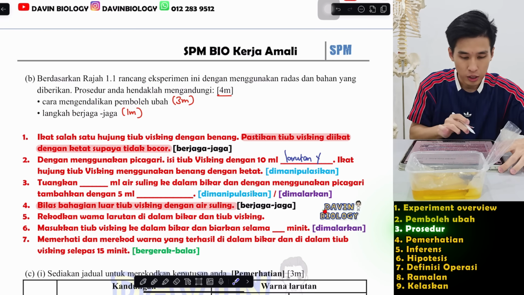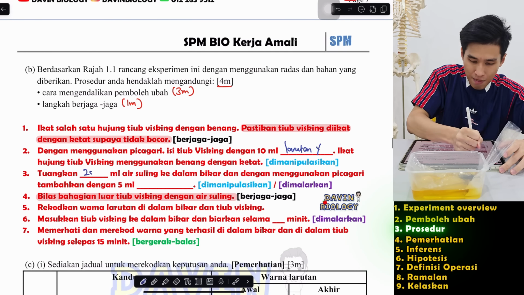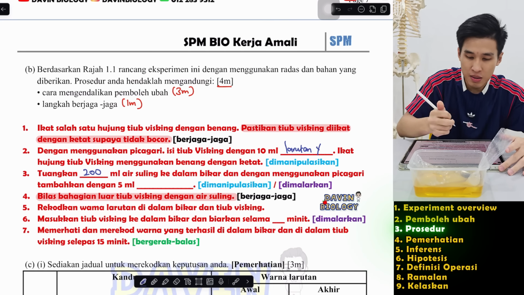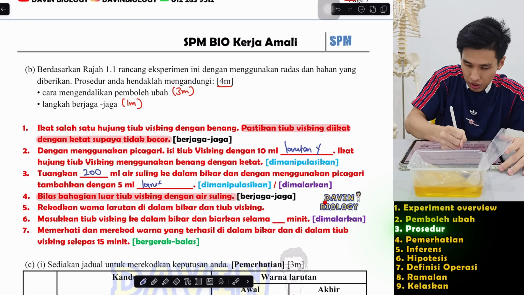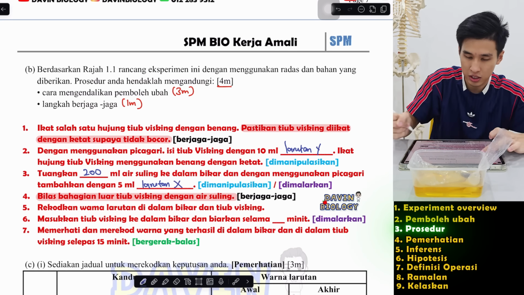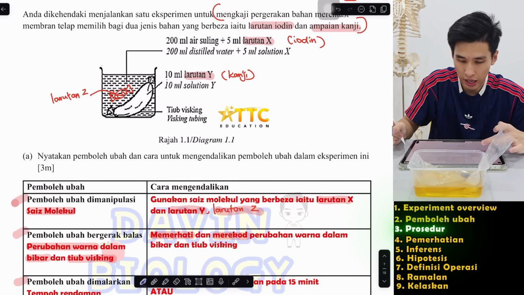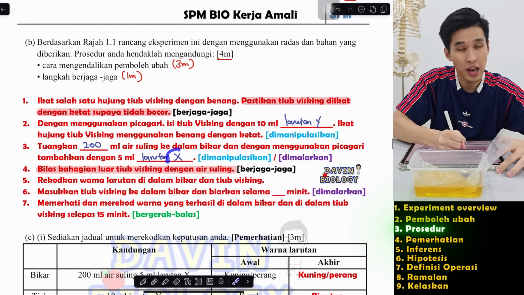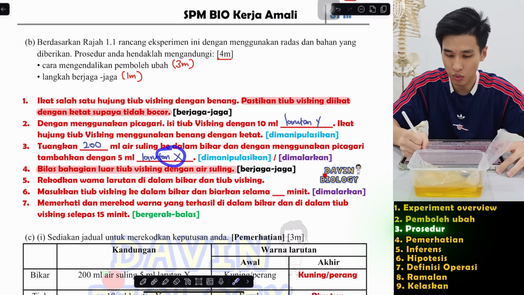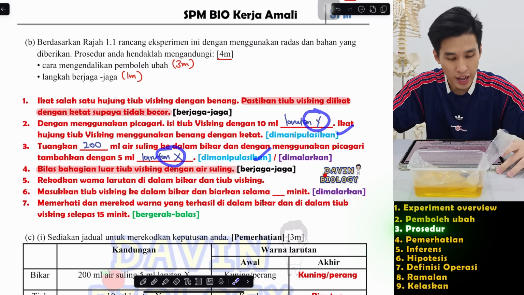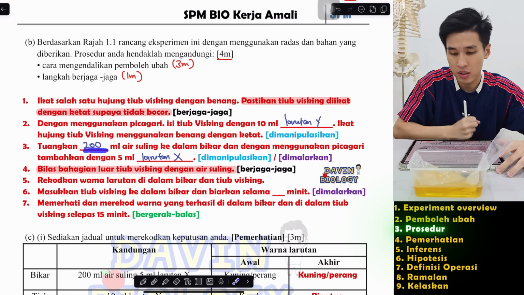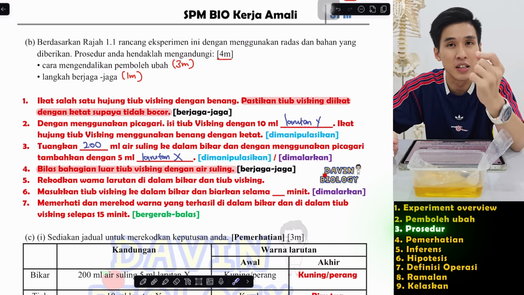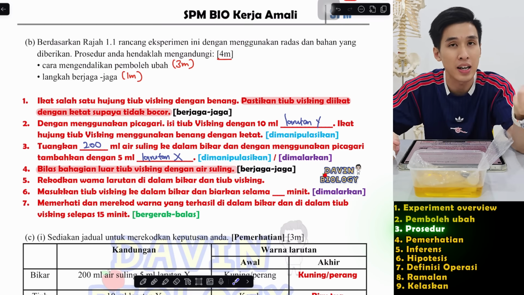Then tuangkan 200 ml air suling ke dalam the bika here, dan menggunakan picagari tambah 5 ml larutan X. Was it X? Yeah, X is your iodine. So for this sentence, I mentioned the X, I mentioned the Y, that is dimanipulasi. At the same time, just now, if I mention the 200 ml, that is the dimalakan. The isi padu of air suling is what I want to dimalakan.